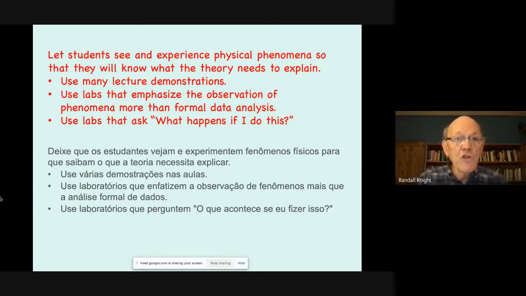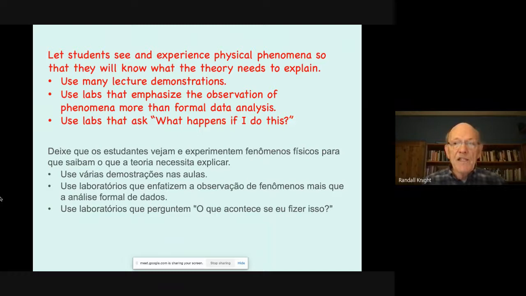Another place you can do this is in laboratories. We tend to, in laboratories, emphasize formal data analysis, learning to calculate those means and standard deviations and things like that. But that's kind of a pointless exercise if students didn't understand what the physics was of the measurements that they took. So rather than lots of measurements, use lab time more informally, or at least at the beginning of laboratories, to simply observe what happens.